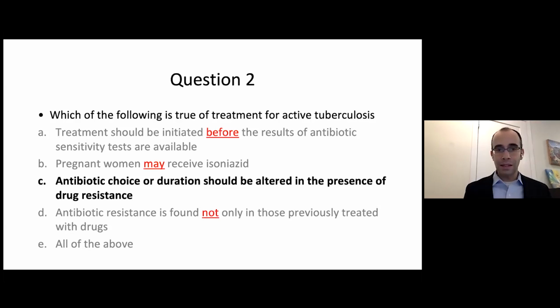So the answer there is C. Antibiotic choice or duration should be altered in the presence of drug resistance. A was incorrect because treatment should be initiated before susceptibility tests are available. Those are the recommendations. B is incorrect because pregnant women may indeed receive isoniazid if they need to. And D was incorrect because antibiotic resistance is found not only in those previously treated, but also there is primary drug resistance, which means somebody acquired a drug-resistant strain.